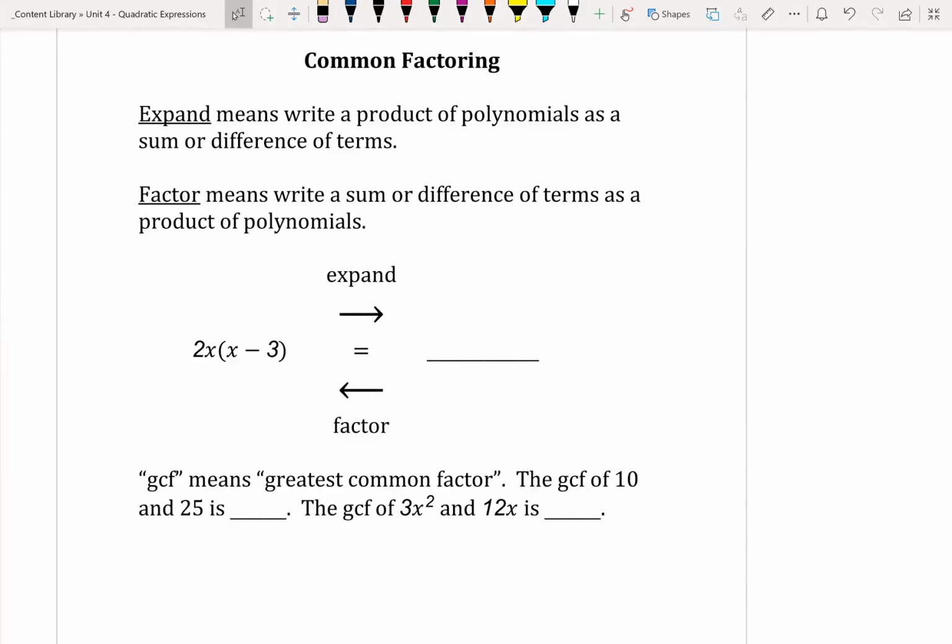In today's note, we're going to be looking at common factoring. So a couple terms you want to go over again. Expand, when we talk about expand, it means to basically write a product of polynomials as a sum or difference of terms. So this basically means to multiply.